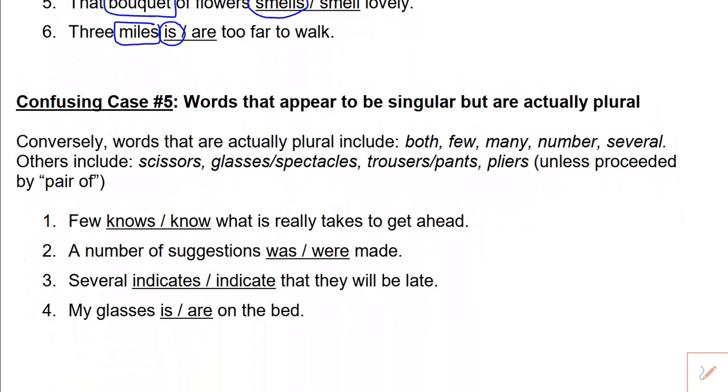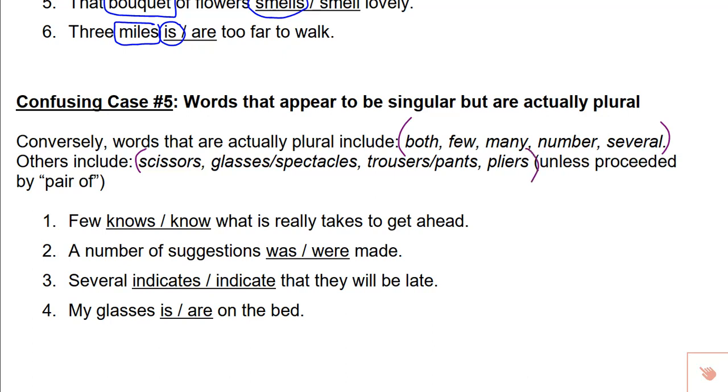The last confusing case is words that appear to be singular but are actually plural. So the flip of confusing case 4. We have words that are actually plural, such as both, few, many, number, several, and some other words about objects like scissors, glasses, or depending on where you live, you might call it spectacles, trousers, or maybe you call it pants, pliers. That is, of course, unless it's preceded by the phrase pair of.